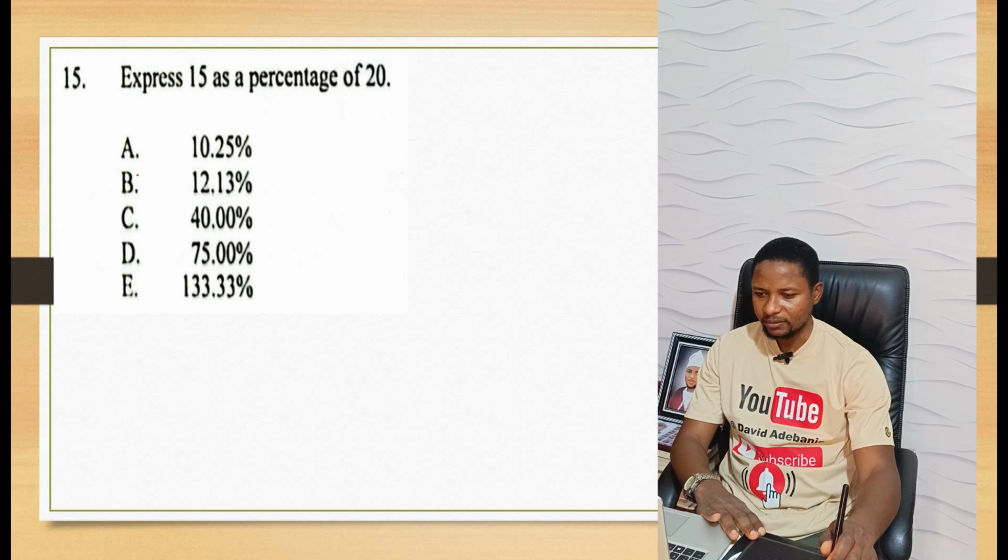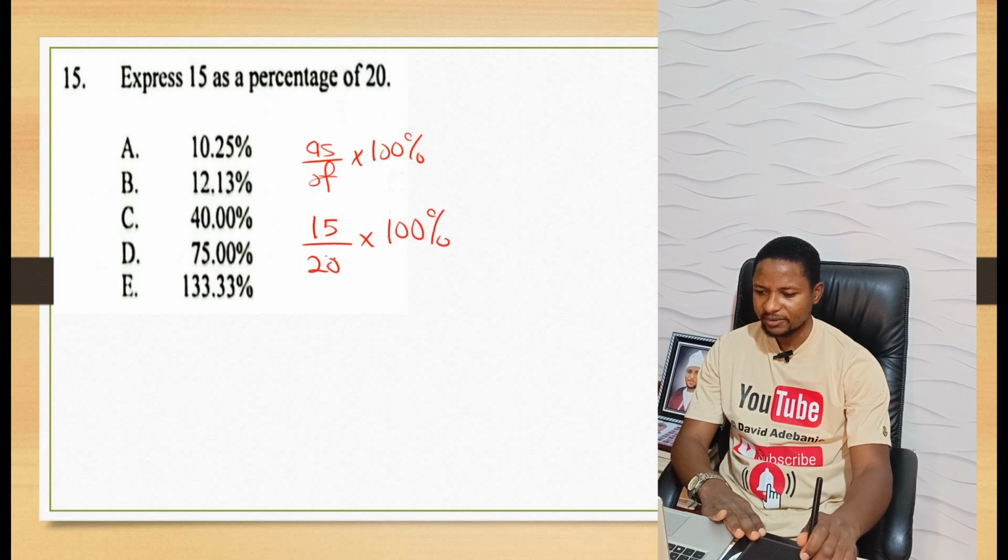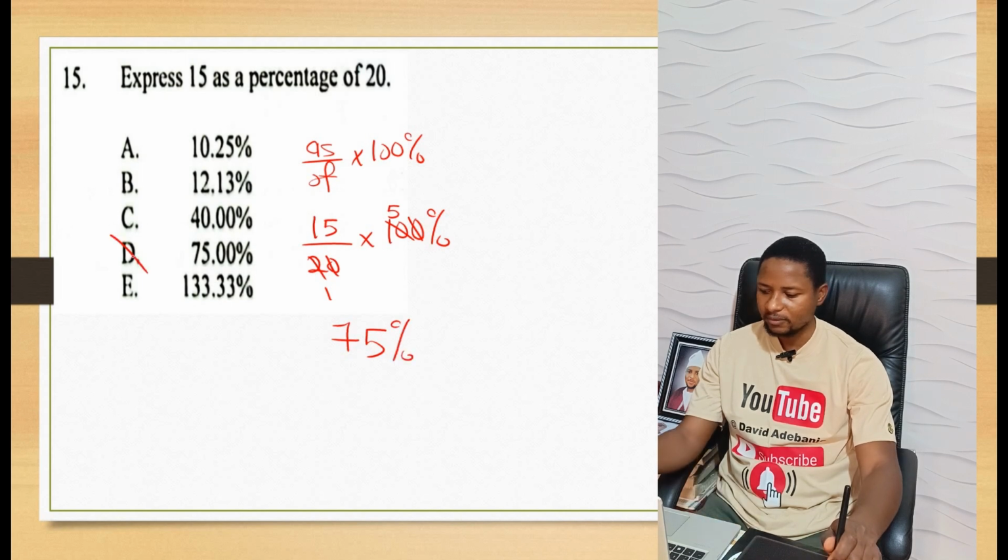Moving on to question 15. Express 15 as a percentage of 20. The formula is as over of times 100%. So what is the as? That's 15. And the of is 20, times 100%. This is a direct one. 0 cancels 0. So here 1, and here you have 5. 5 times 5, 25. Carry 2. 5 times 1, 5 plus 2, 7. So you have 75%. Option D.